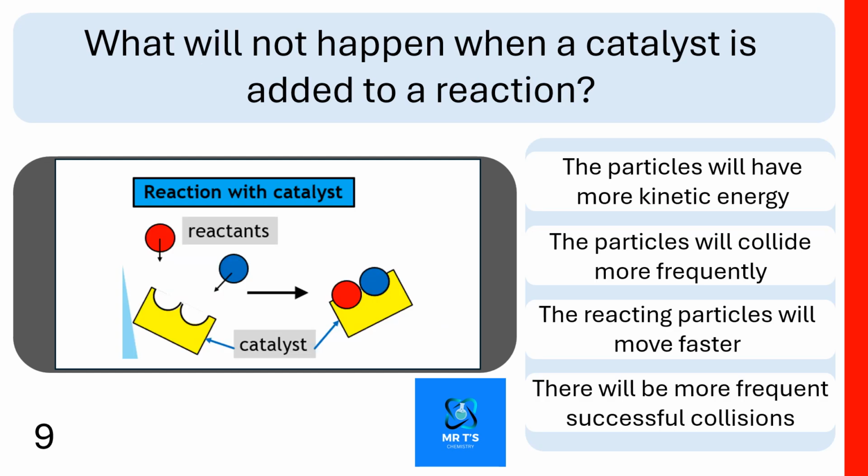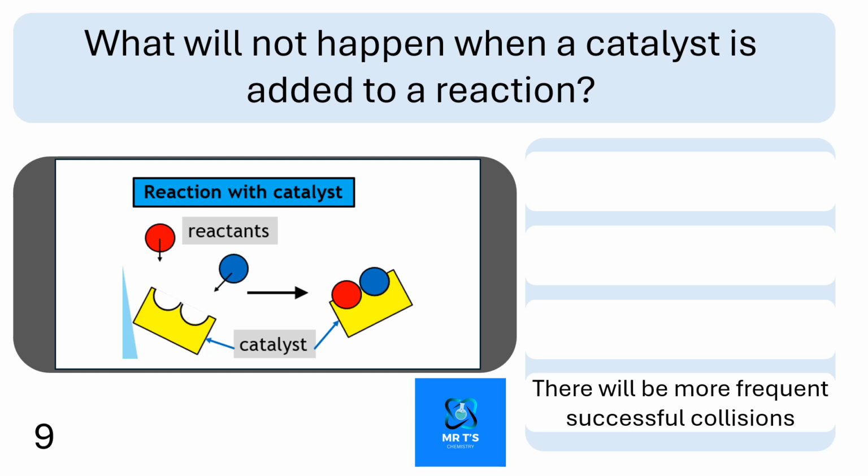What will not happen when a catalyst is added to a reaction? The particles will have more kinetic energy, the particles will collide more frequently, the reacting particles will move faster, or there will be more frequent successful collisions. So in this case, a catalyst will ensure that there will be more frequent successful collisions by providing an alternative reaction pathway.